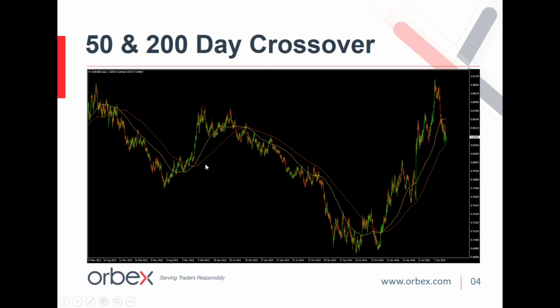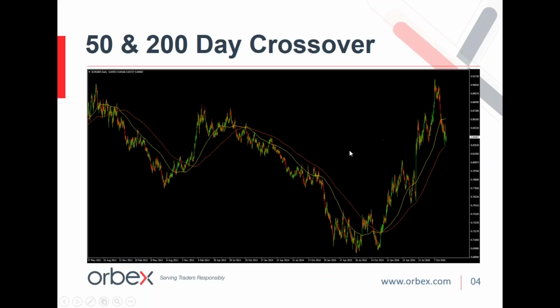Here we have the classic 50 and 200 day moving average crossover, and this is one that you'll come across a lot, as a lot of traders and analysts reference this as it's used to denote the direction of the trend. So you might often hear a bullish crossover in these moving averages referred to as a golden cross, and then a bearish crossover referred to as a death cross.